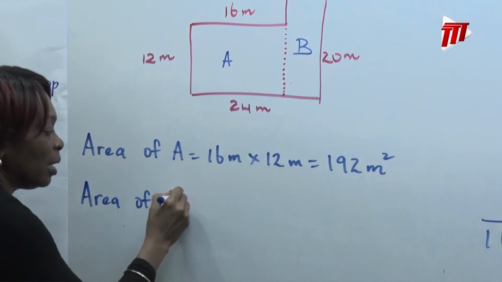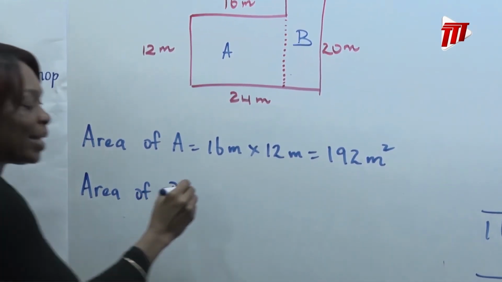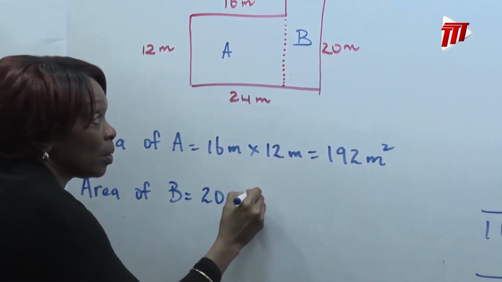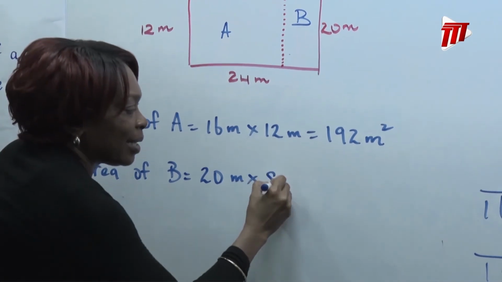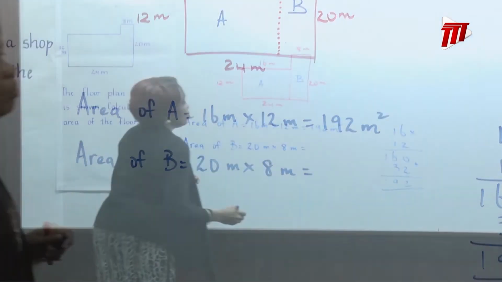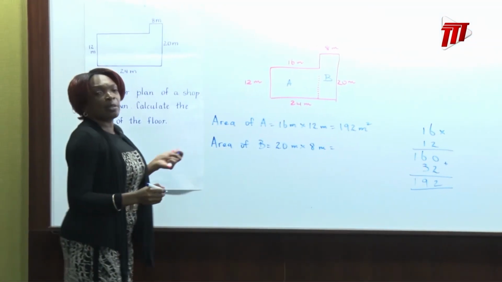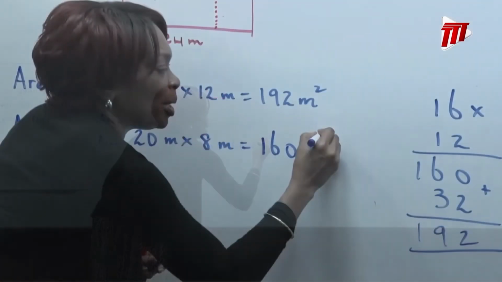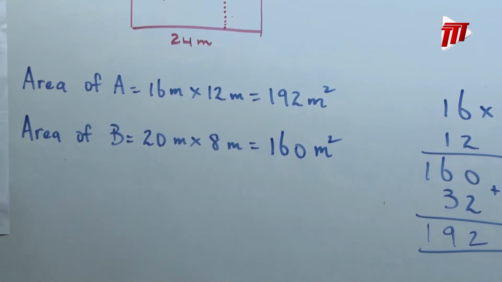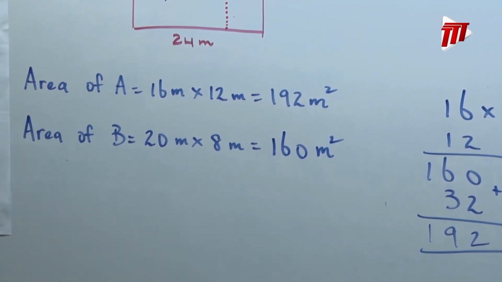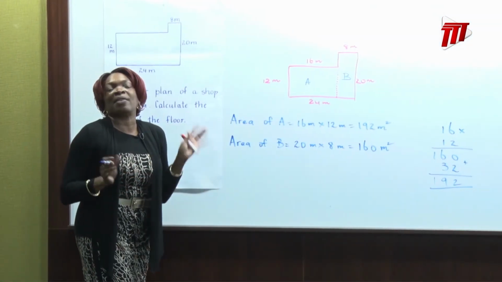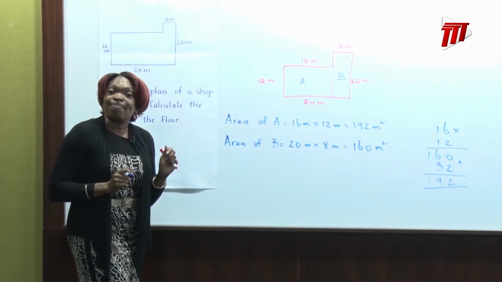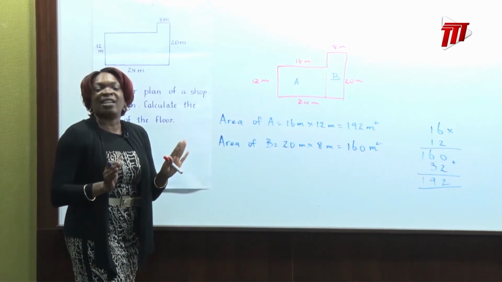Area of B, we will say the 20 meters multiplied by the 8 meters. Are you seeing that, boys and girls? 20 multiplied by 8 will give us what? 160 meters squared. Boys and girls, are you with me so far? How are we going to find the area of the compound shape? Yes, we will just add the 2.